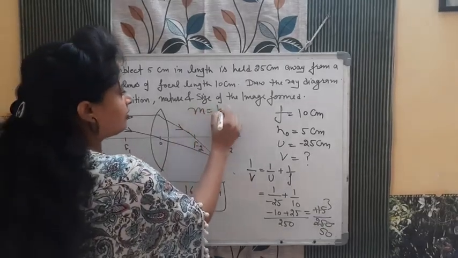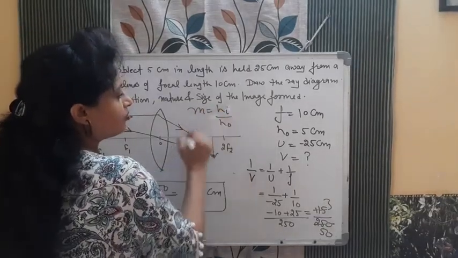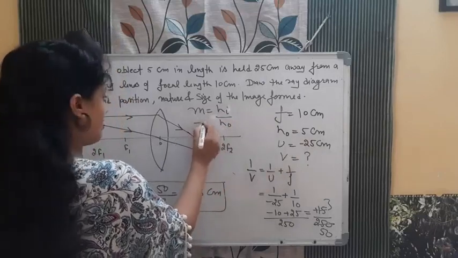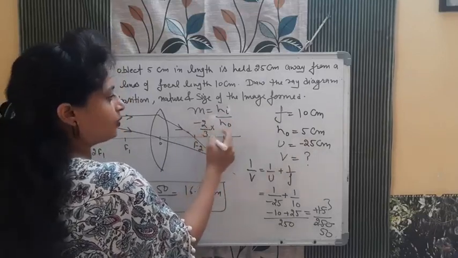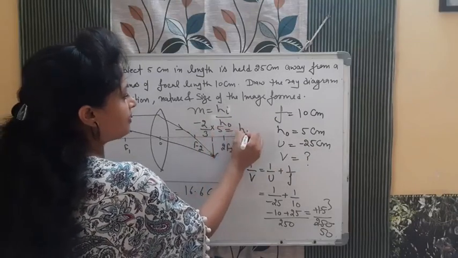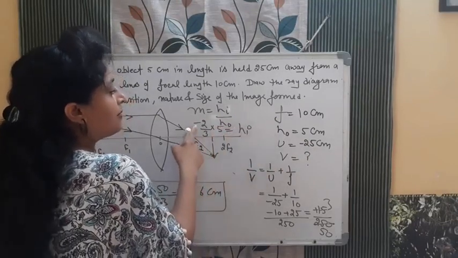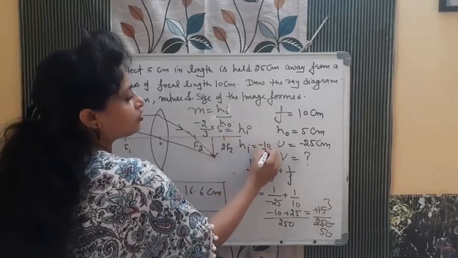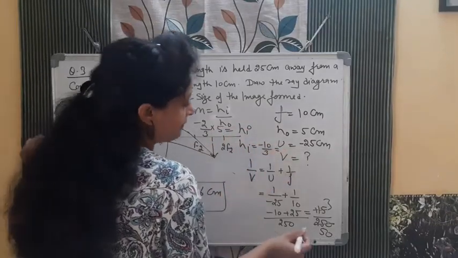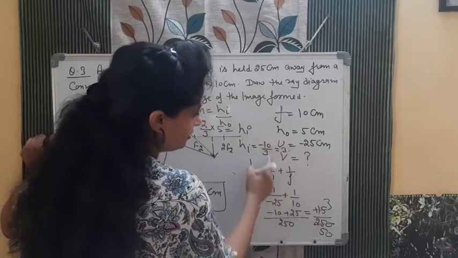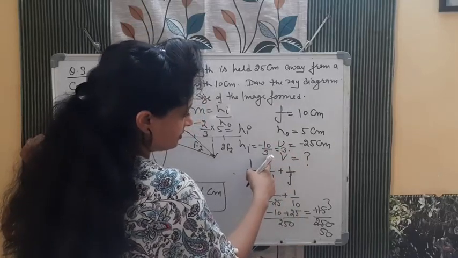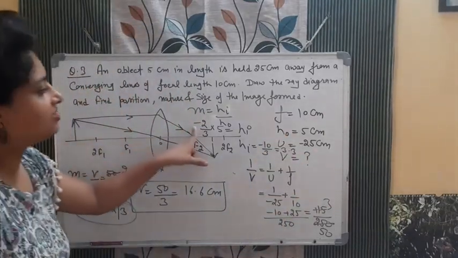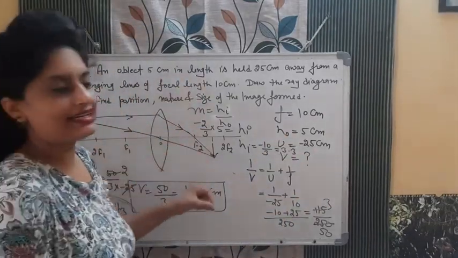Okay. And this magnification, you know, it is equal to height of image by height of object. And height of object is what? 5. It will go this side. So minus 2 by 3 into 5 is equal to height of image. So what will happen, bacha? Minus 10 by 3. Height of image is minus 10 by 3. So when you solve it, it will be 3.33 something. So that will be the height of image, and the negative sign shows that it is real and inverted.